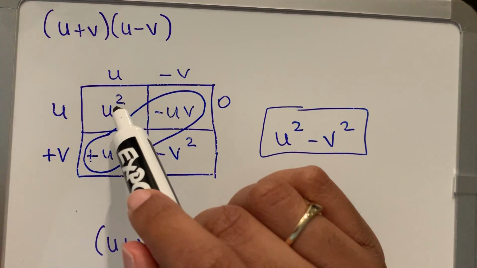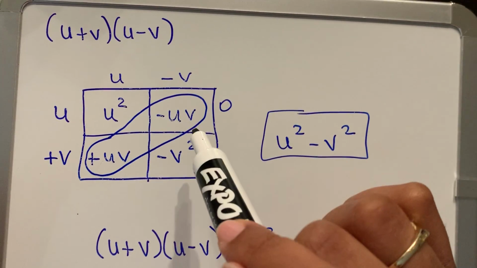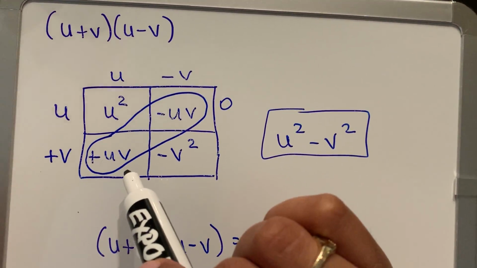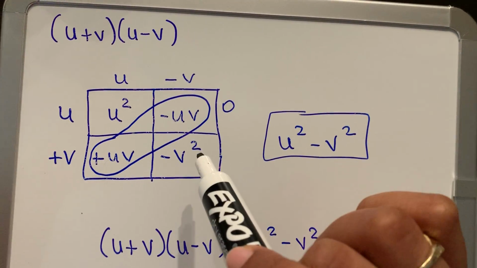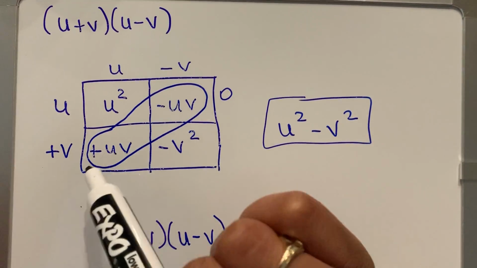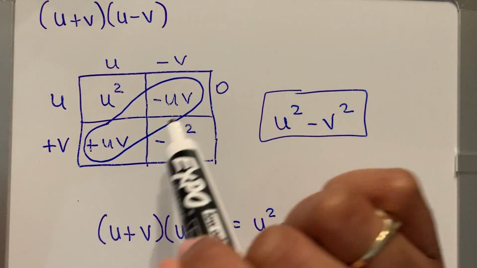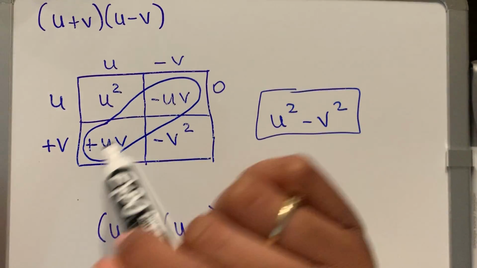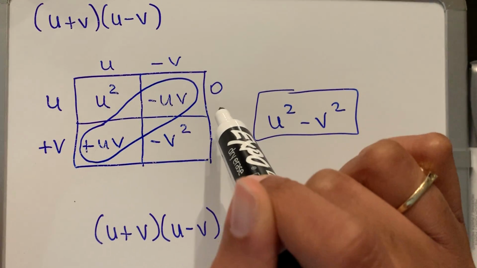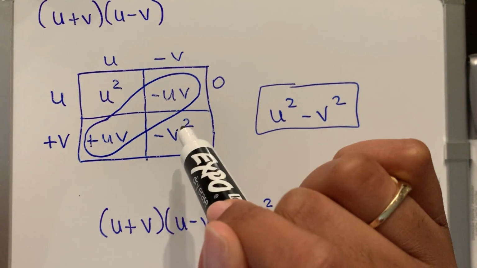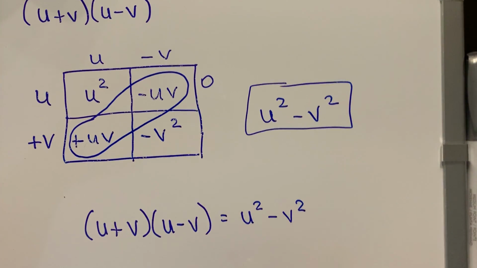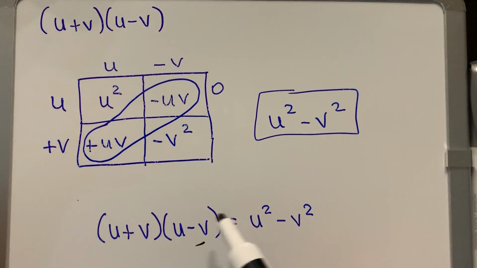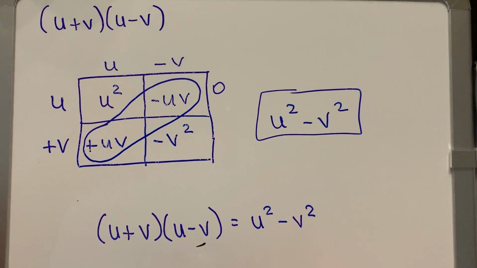U times u is u², u times negative v is negative uv, v times u is vu or uv, v times negative v is negative v². All right, here when we combine like terms, these cancel because we have a positive uv and a negative uv. So these cancel to give us 0. So the only thing we have left is u² − v². So that's how we get this final identity, okay? Once again, make sure you understand these because you're expected to be able to do the virtual learning assignments.